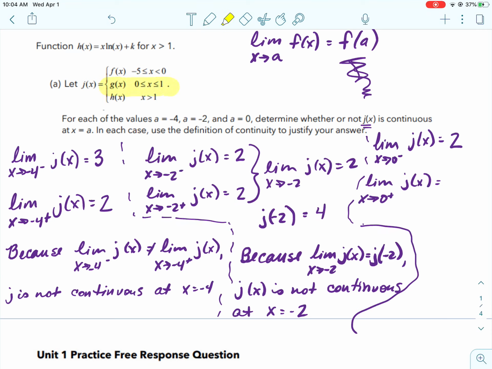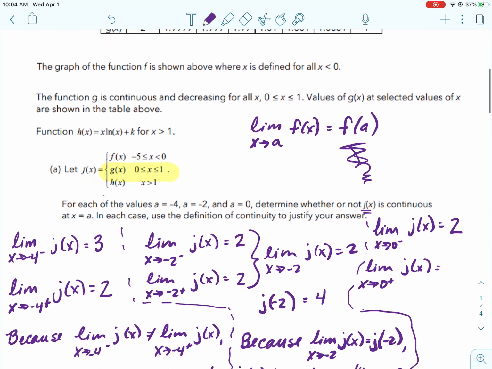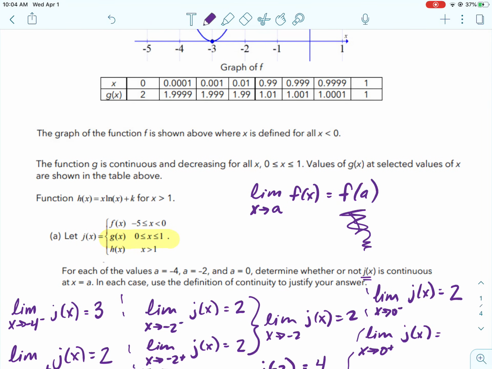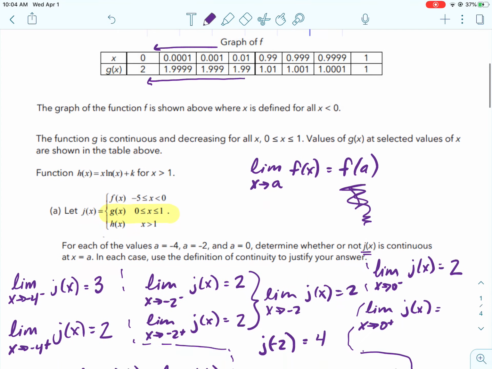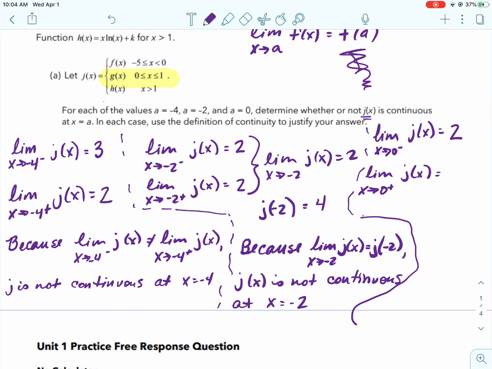Okay, then whenever we're approaching 0 from the right side, we're going to use this middle function, g, and g comes from the table. All right, so if we're looking at the table and we're approaching 0 from the right, then you can tell these points are getting closer and closer and closer to 2 until we actually do get to 2. So that would mean the limit as x approaches 0 from the right is 2.